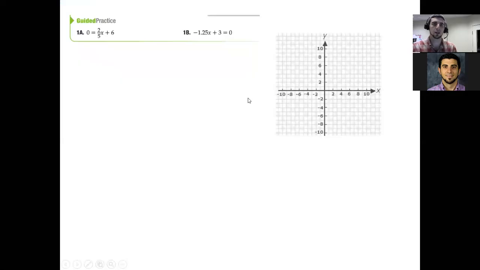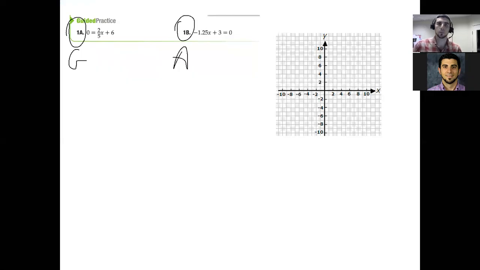Go ahead and pause the video and hit play when you're ready. Oh, by the way, you can pick. What I'm going to do is I'm going to solve this one by graphing and this one algebraically. Okay, so you can do them both ways, or either opposite way of what I do, whatever. Go ahead and hit pause and hit play when you're ready.